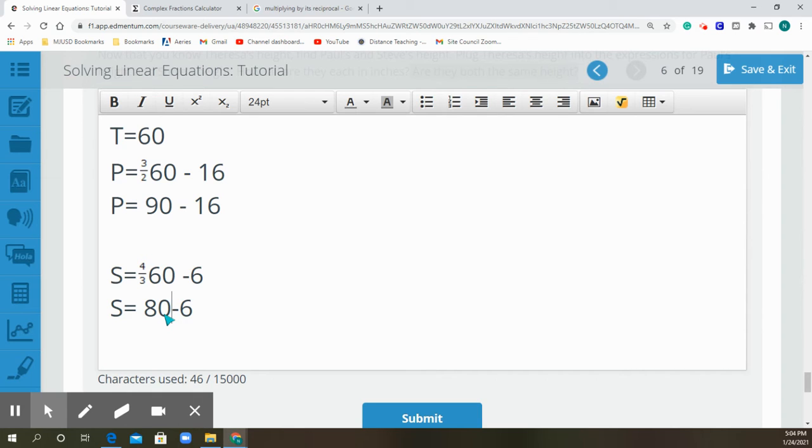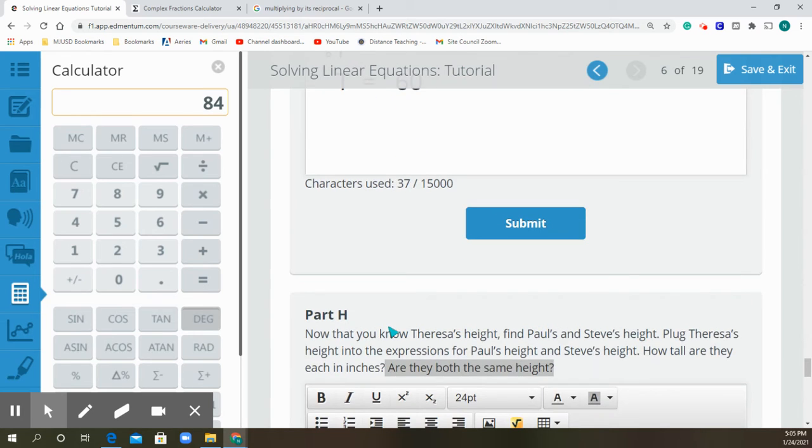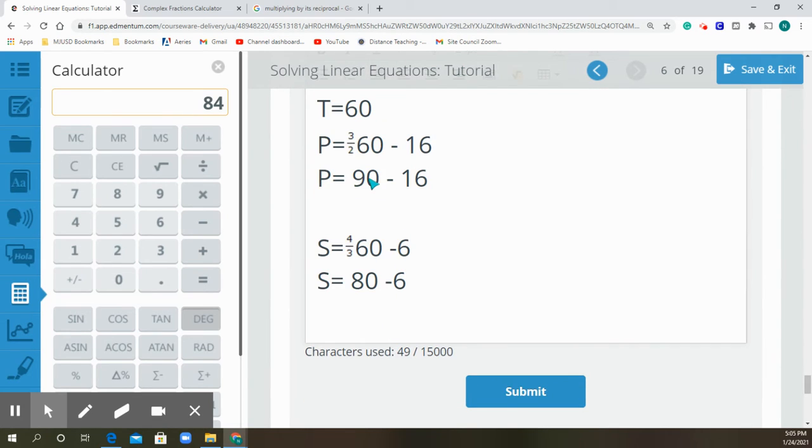sorry, a little being weird here. Okay, so now we do the simple subtraction. 90 minus 6 equals 84. Is that right? Is that where we were? I don't know why that jumped up. 90 minus 16, I'm sorry. 90 minus 16 equals 74. So Paul's height in inches equals 74.